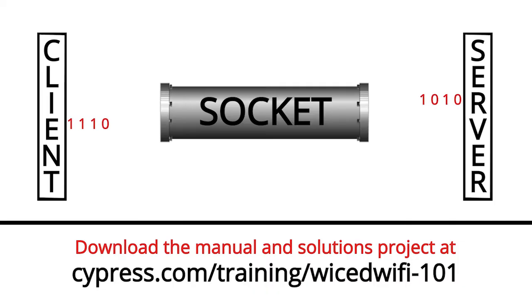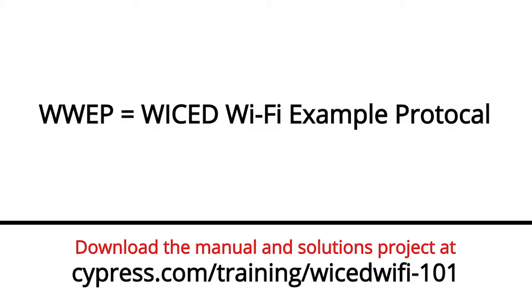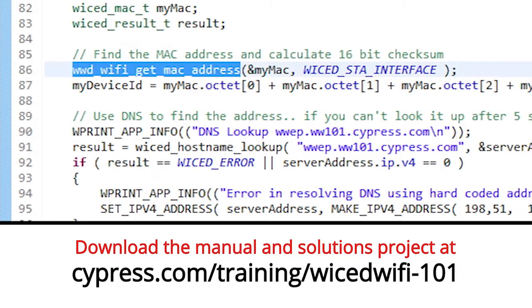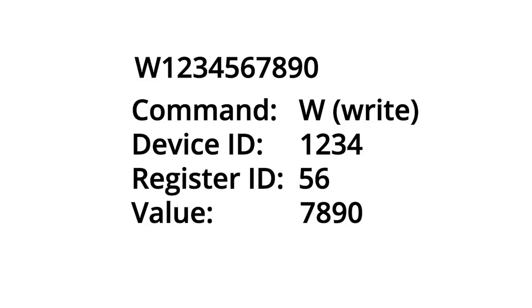In the previous videos, I took you through 1, what sockets are, 2, a simple application protocol I call WWEP, and 3, how to create, read, and write to sockets using the WICED APIs. Let's put this whole thing together and make an end-to-end application that implements the WICED Wi-Fi Example Protocol. Remember that the WWEP is a simple database protocol.